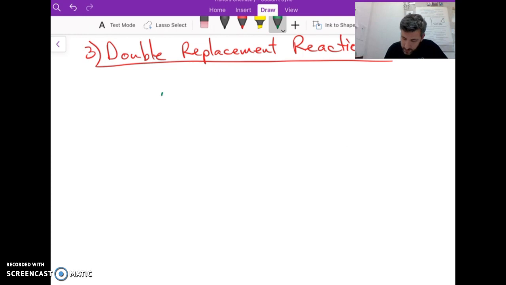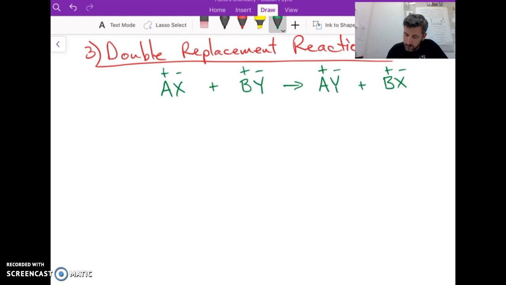We're going to have, let's say, a compound AX, just hypothetical compound. A would be our positive, X would be our negative. And then I combine that with BY. Again, hypothetical, not real elements, just B being positive, Y being negative. When they come together, they're just going to trade partners so that the A is now paired up with Y, so it's still positive with negative, and the B is going to be paired up with X. Right? Now, it's very simple process.